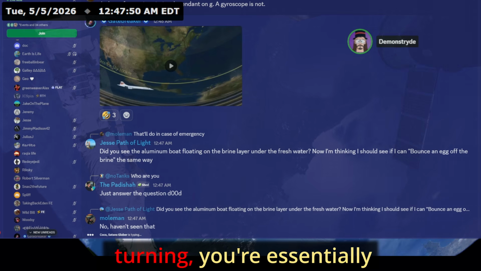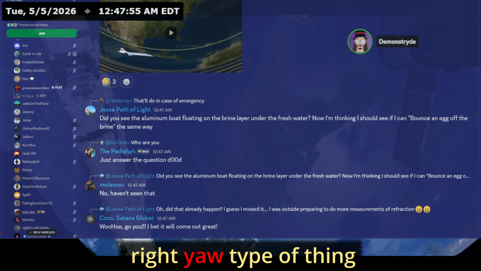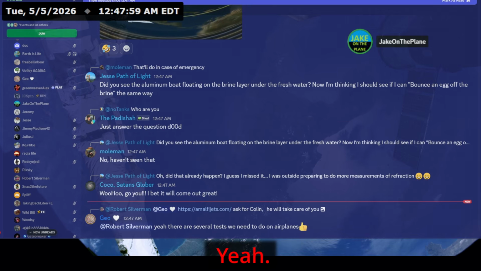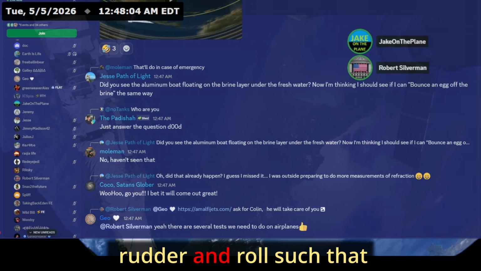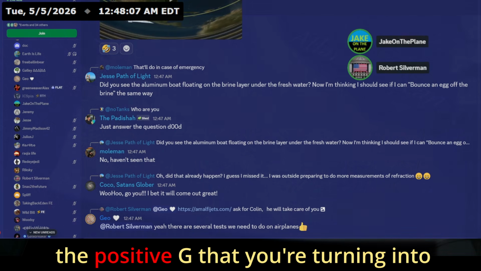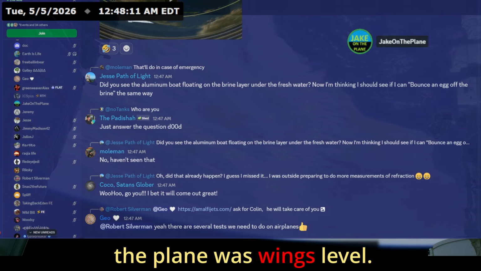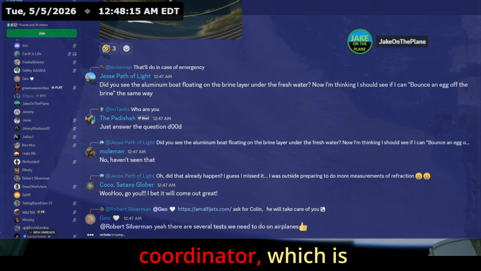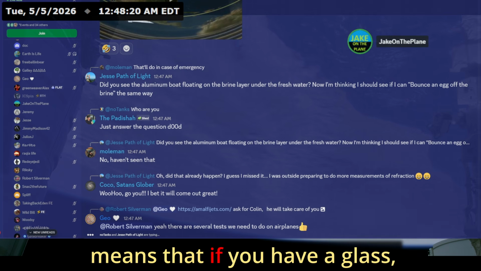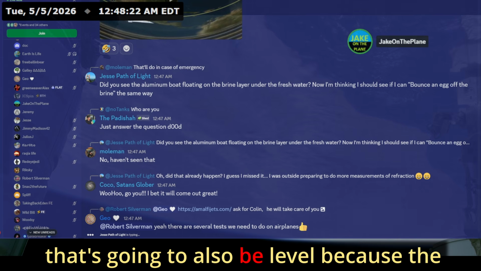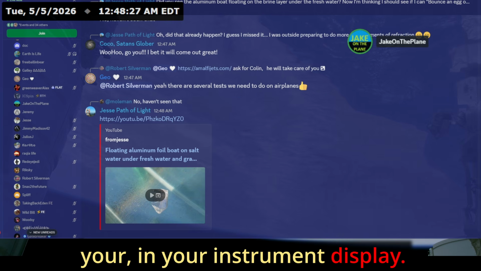You talk about when it's turning, you're essentially climbing in the direction that you're turning, so you don't really feel a left to right yaw that would be represented in a glass. Yeah, a coordinated turn is using the right amount of elevator and rudder and roll such that the positive G you're turning into is directly straight up and down as if the plane was wings level. And the way you know that is the turn coordinator, which is literally a bubble level. That's what a turn coordinator is, staying centered, which means that if you have a glass, it's going to also be level, because the turn coordinator is literally a level in your instrument display.